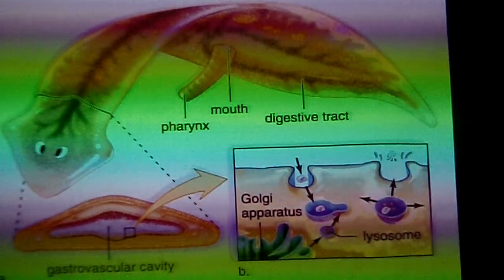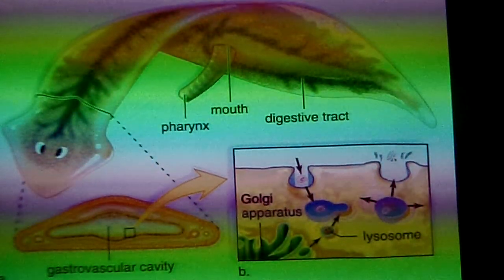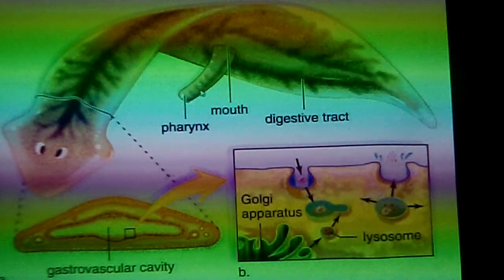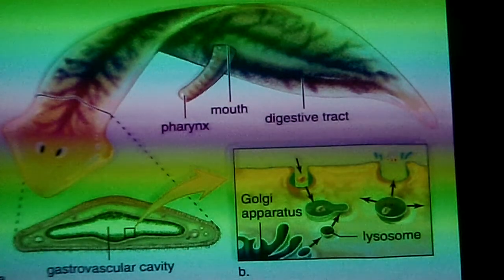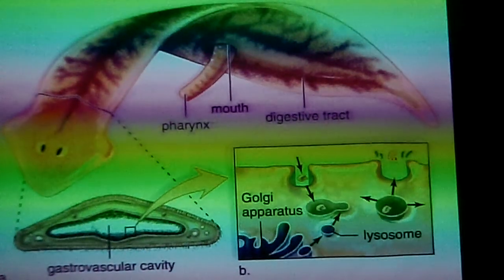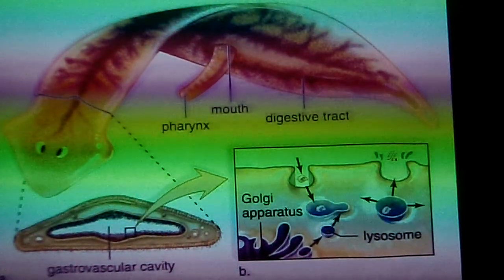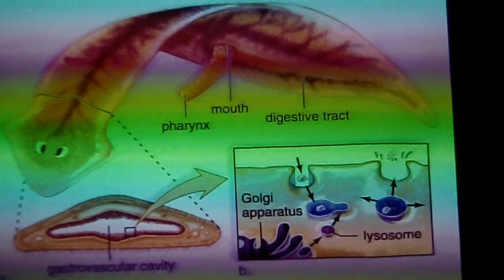Sorry, go ahead. So it's like the open blood system kind of thing? A little bit. The food goes everywhere in the body, basically. That's a flatworm? That's a flatworm, yeah. I like drawing flatworms.